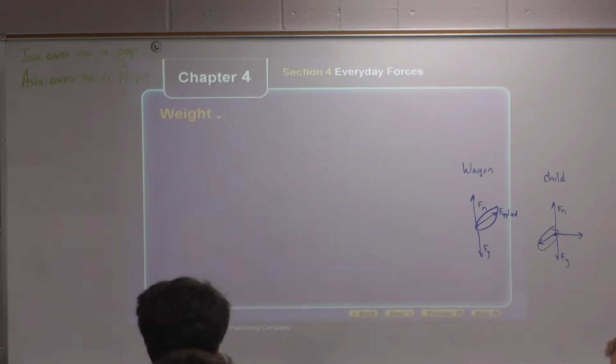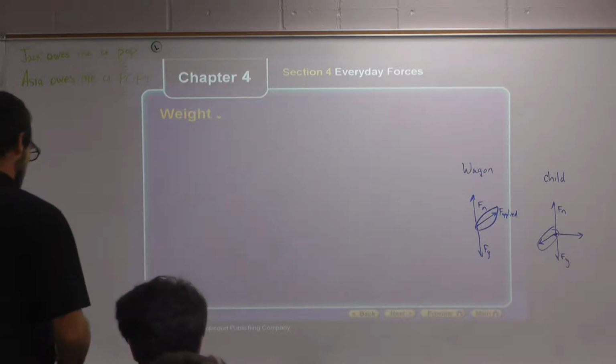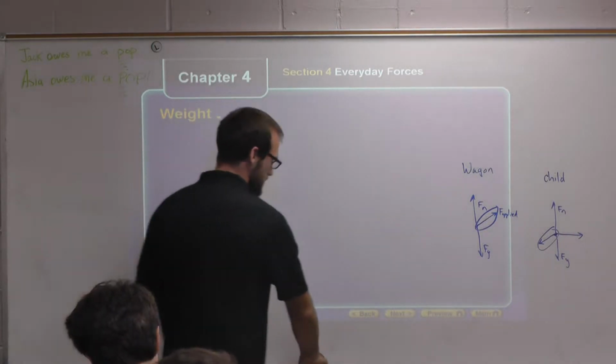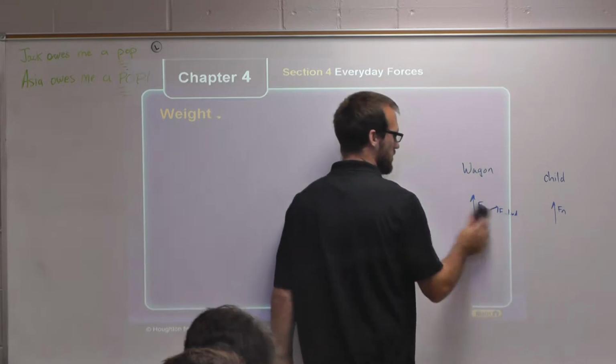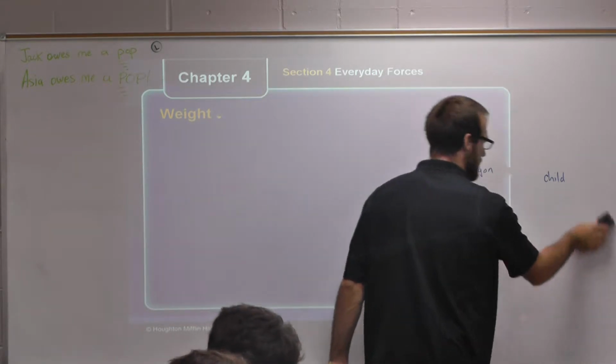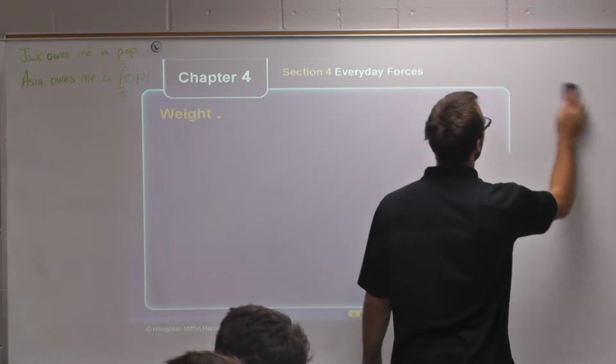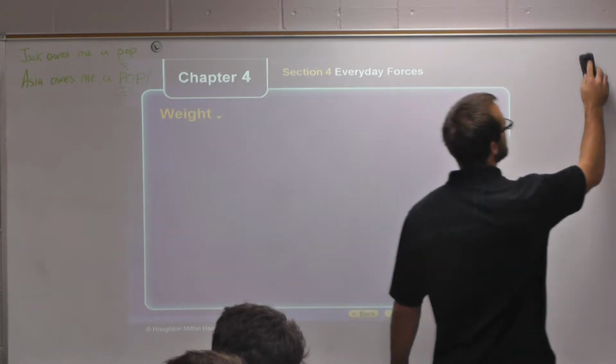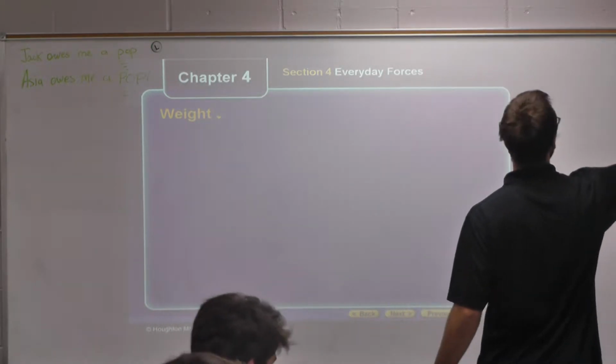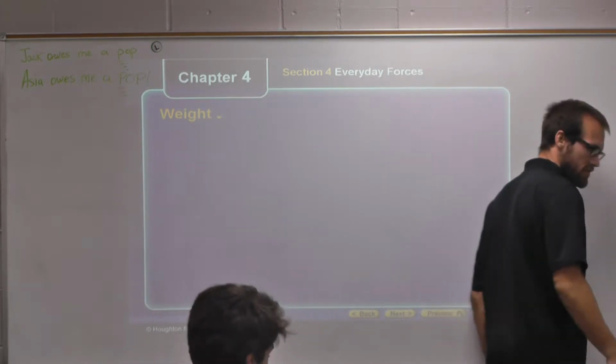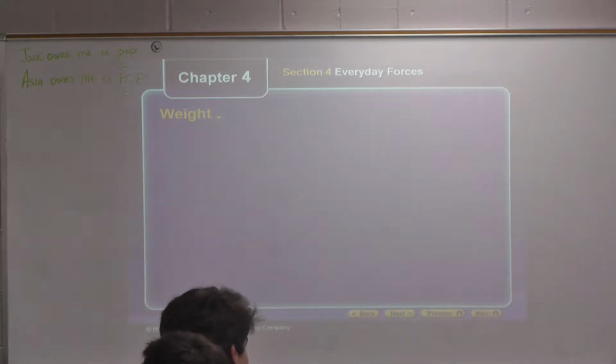Gravitational force exerts a particular force on every object, and we would call that the force due to gravity. That is also known as something really important called weight. The weight of an object, by definition, is the force that gravity applies on a particular object.